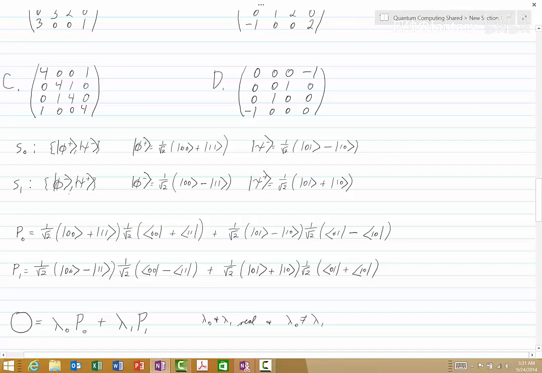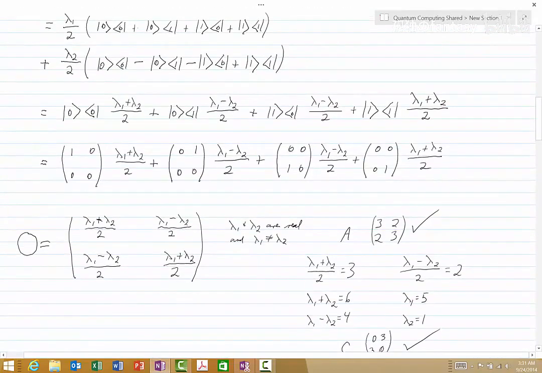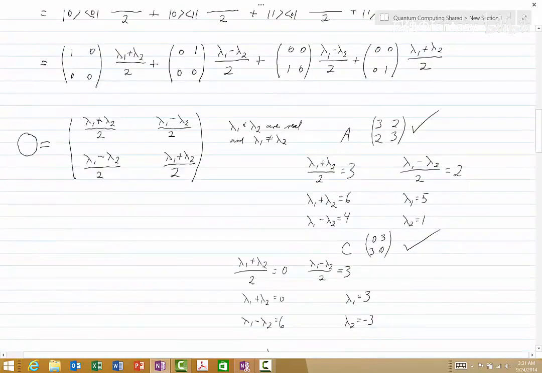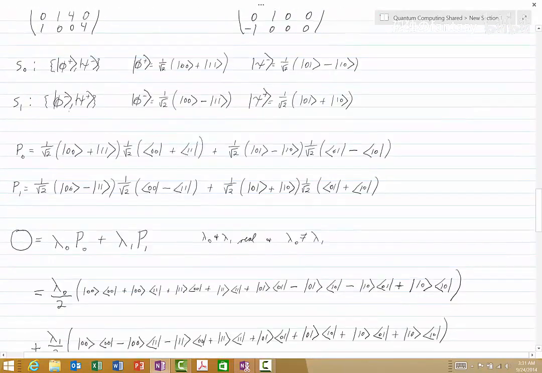And then, as before, just as we did in example 1, we take the two projectors and take lambda 1 times one projector plus lambda 2 times the other one. Of course, if we have a decomposition into more than just two subspaces, then we'd have lambda 3 times the third projector plus lambda 4 times the fourth projector, and so on. And remember, our requirement is just as it was in this case. These lambdas must be real, and they must be distinct from each other.